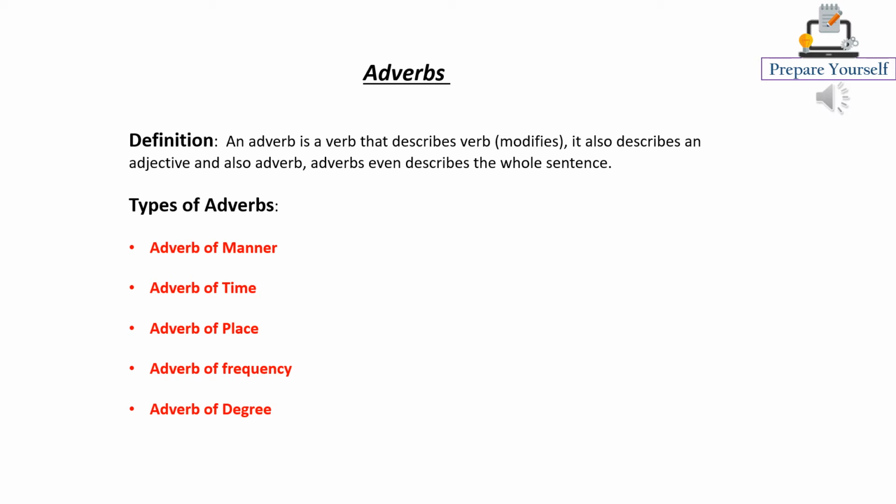But before that, let's take a look at what other things we are going to understand in this session. We are going to learn types of adverbs. We are going to learn 5 types of adverbs: adverb of manner, adverb of time, adverb of place, adverb of frequency and adverb of degree. Let's learn everything one by one. So let's begin.